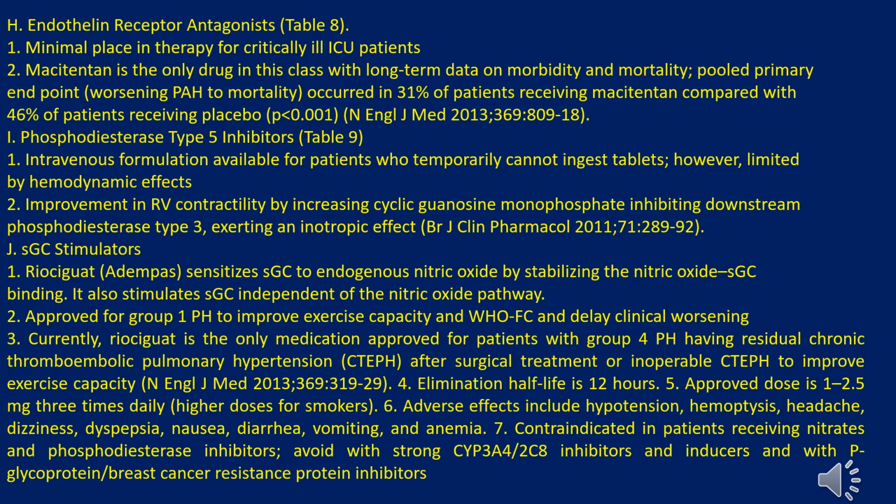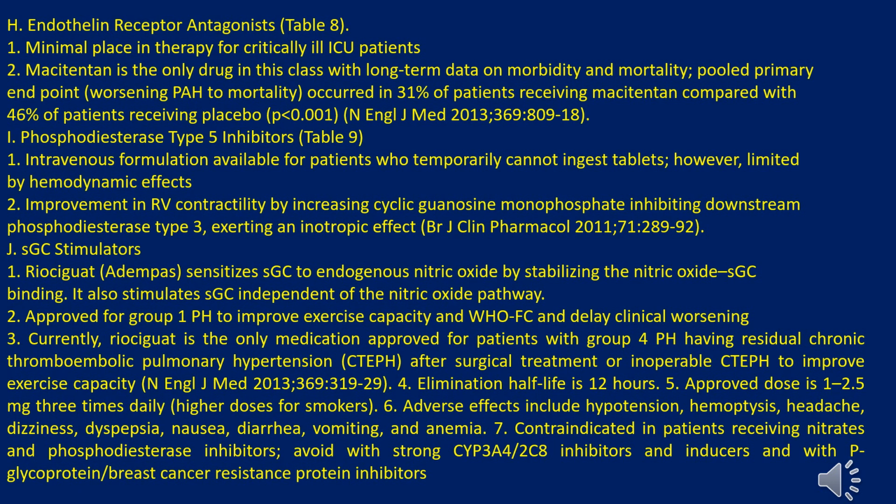I. Phosphodiesterase type 5 inhibitors are summarized in Table 9. 1. Intravenous formulation are available for patients who temporarily cannot ingest tablets, however, they are limited by hemodynamic effects. 2. Improvement in RV contractility by increasing cyclic guanosine monophosphate, inhibiting downstream phosphodiesterase type 3, exerting an inotropic effect, published in the British Journal of Clinical Pharmacology in 2011.